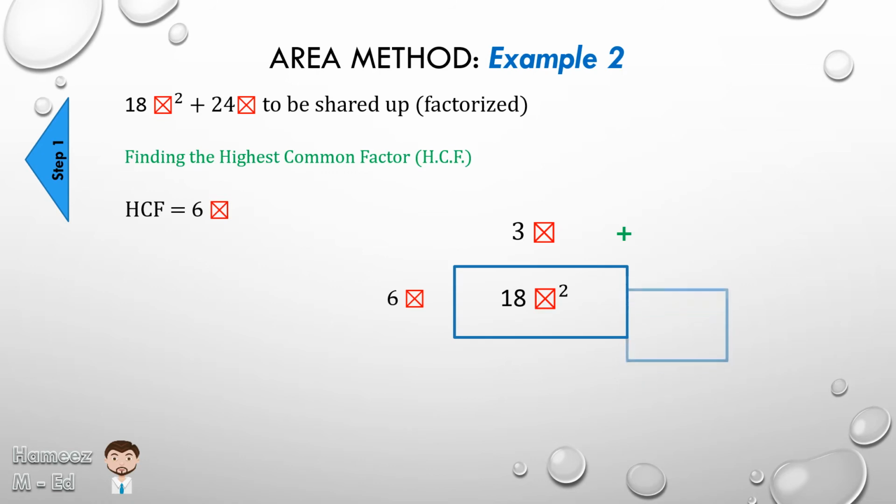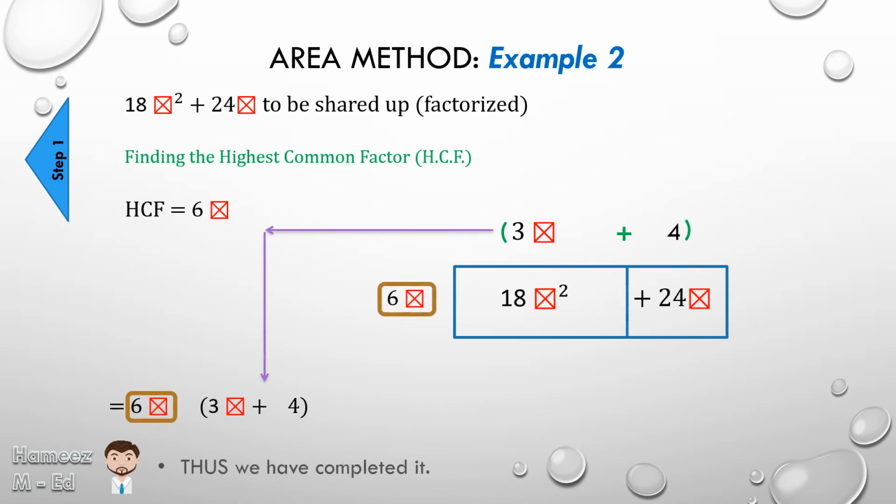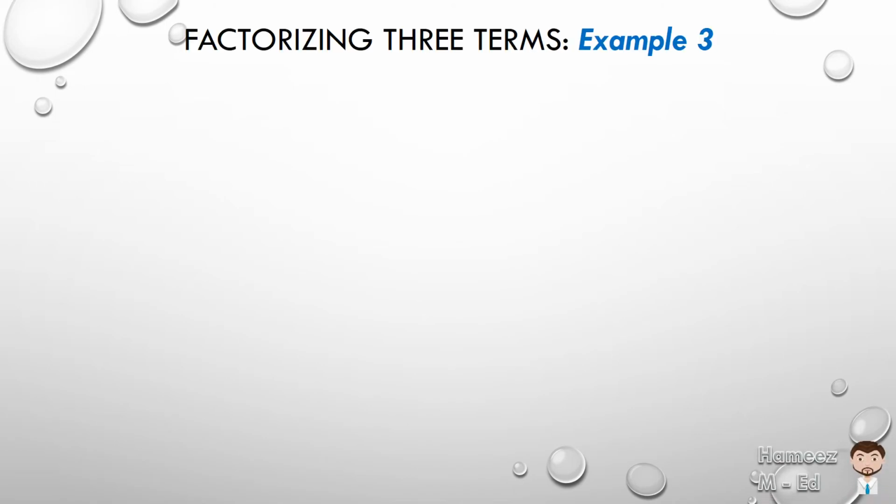Similarly, for the second rectangle, the area is 24x, and one of its sides is 6x. So the other side is 4. Thus, we have factorized the expression using the area of rectangles. We shall now proceed with factorizing of 3 terms.